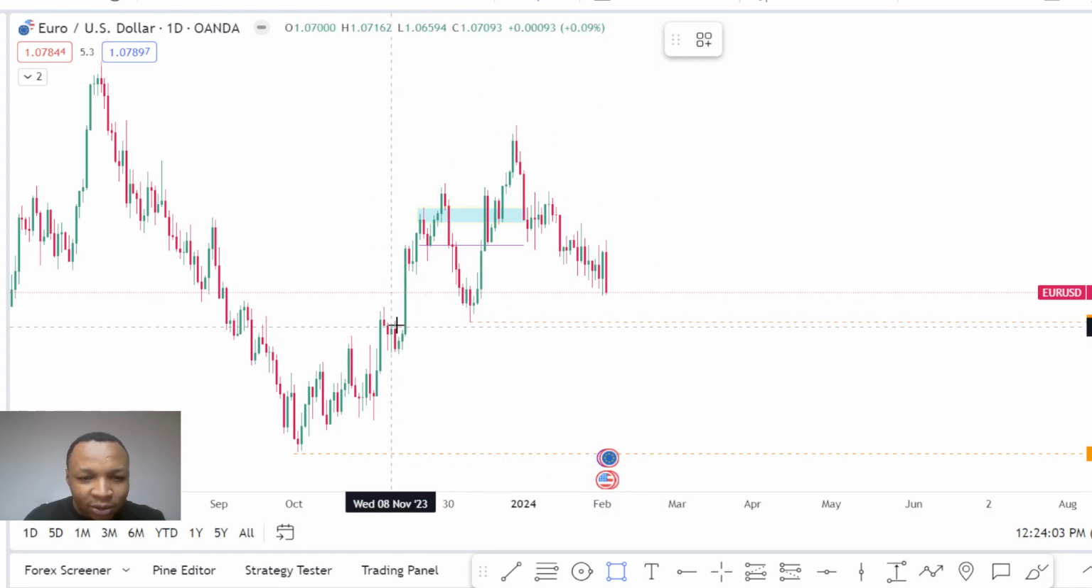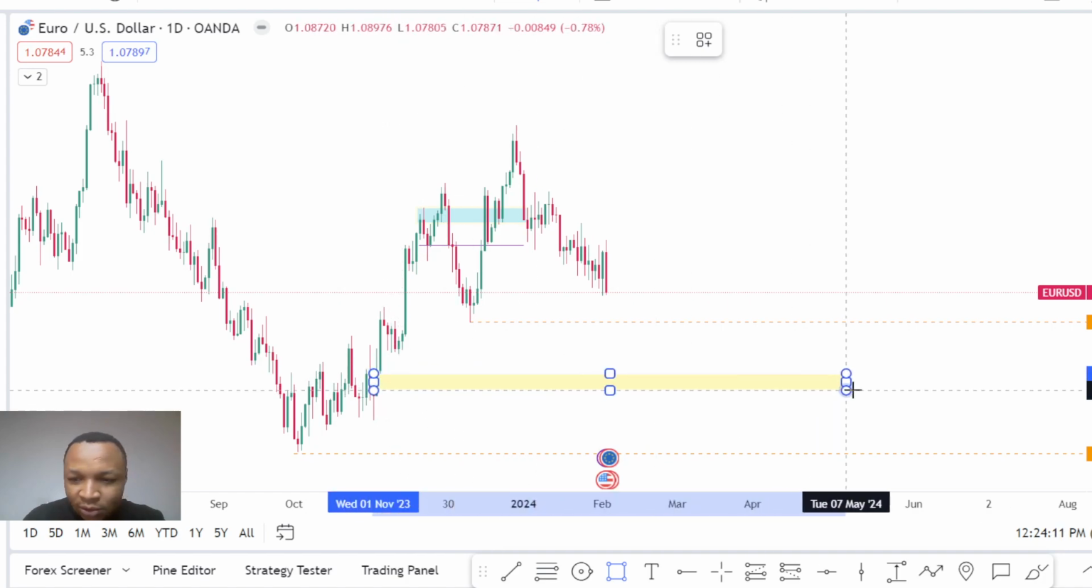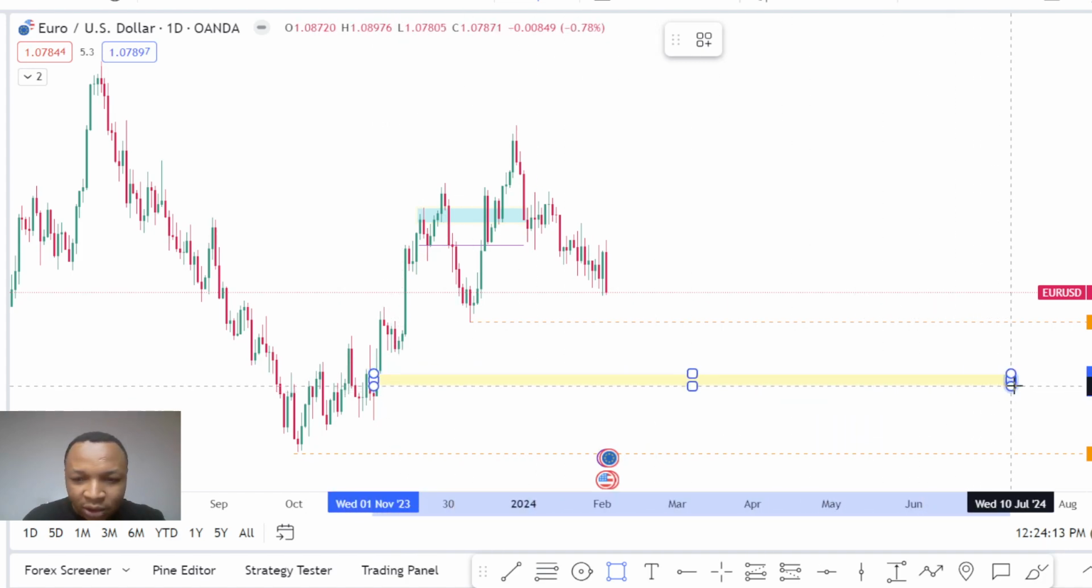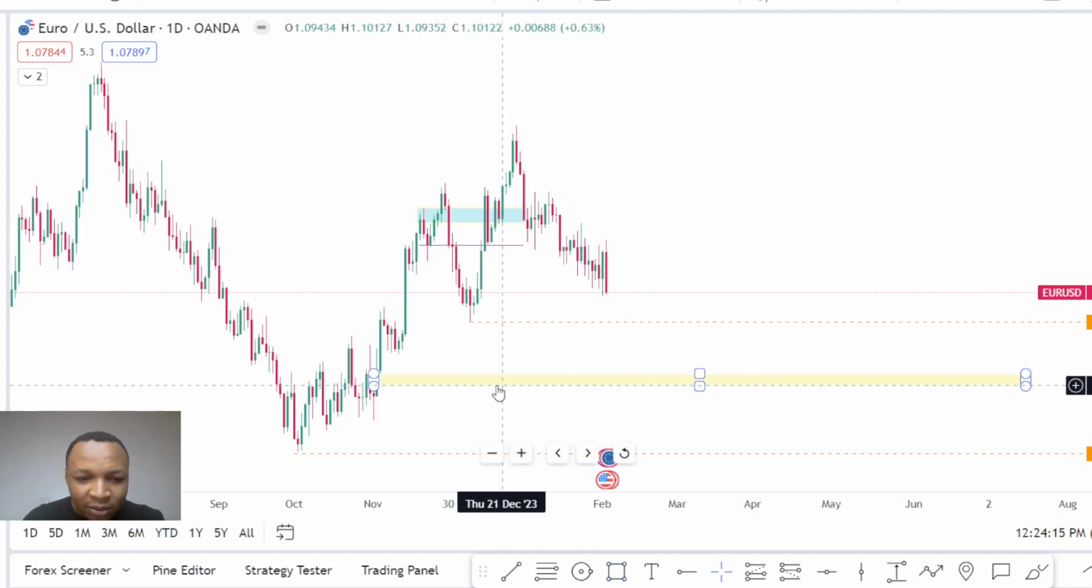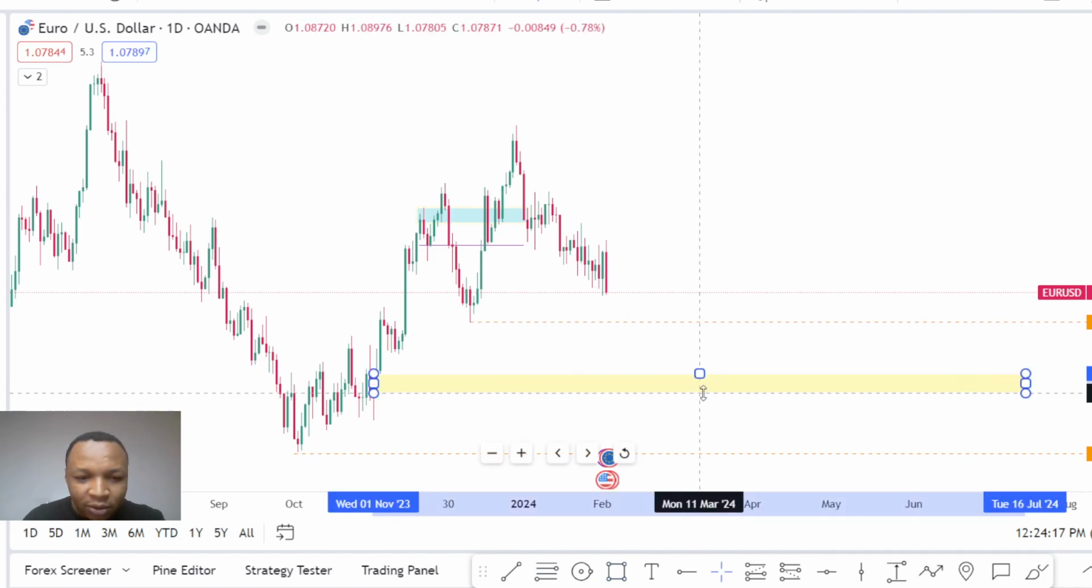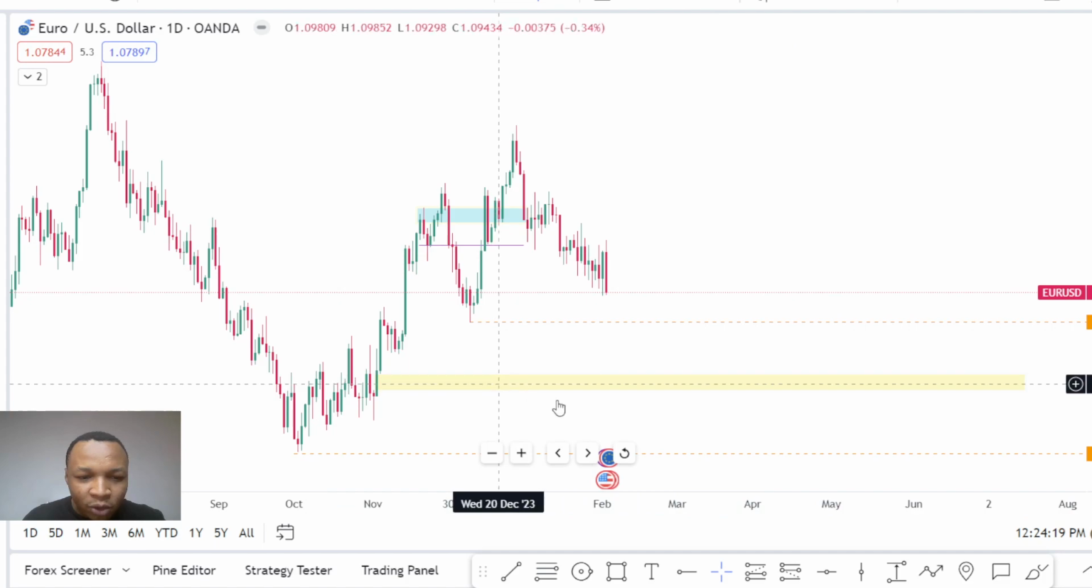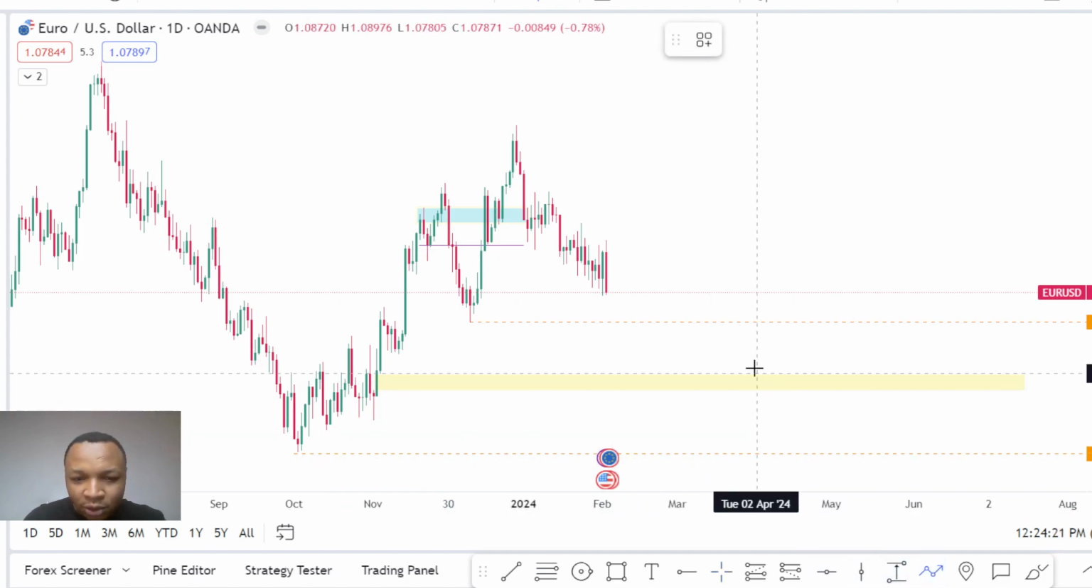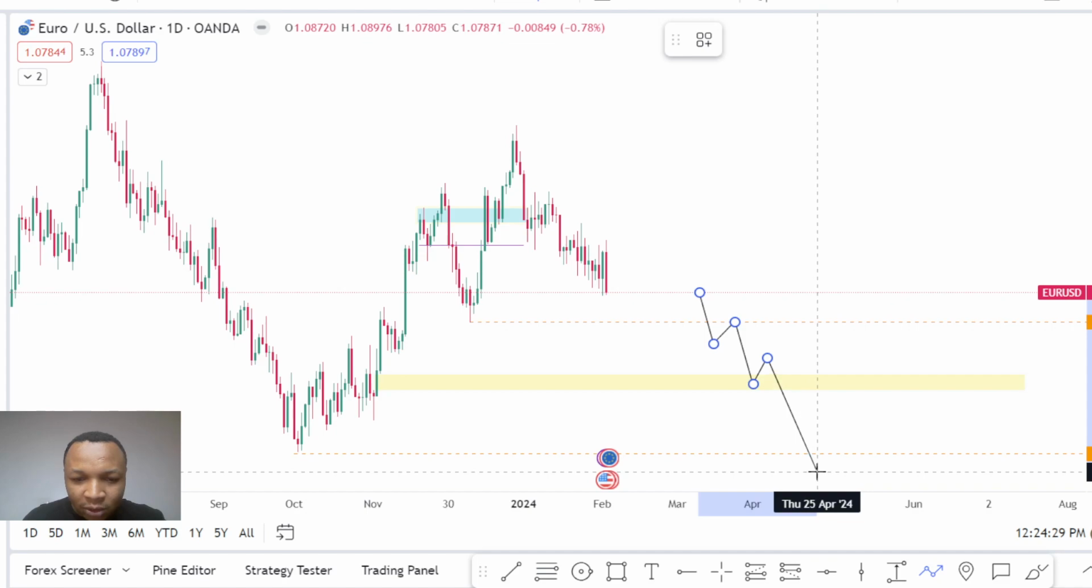It has tested the other block on the first instance and then it resumed to the upside. So I want to see another level where I expect Euro USD to trade into, and that is going to be somewhere around here. There's a fair value gap and another block right there. So you can mark this level on your chart. I want to see the Euro USD do something like this, break here, retest and trade into this level, give another retest and continue downwards.